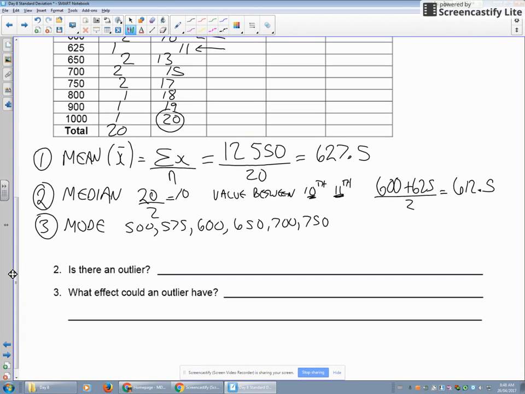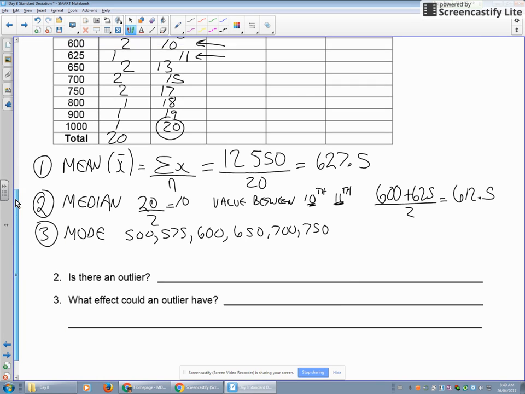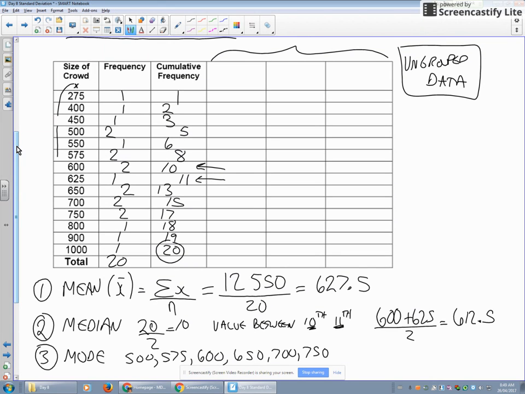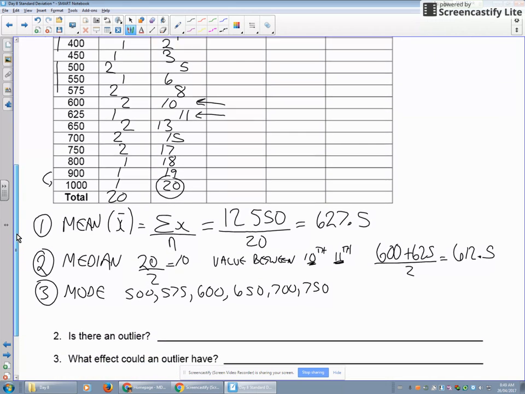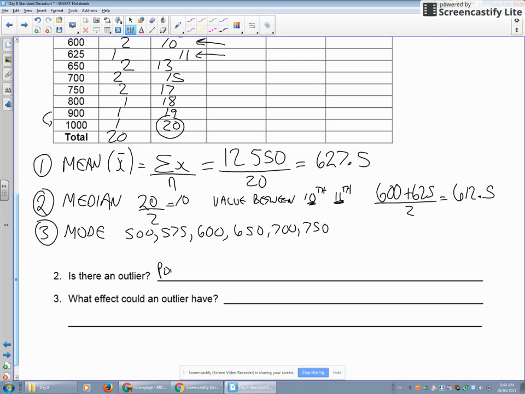Is there an outlier? Anyone that's paying attention right now, put your hand up if you think there is an outlier. Hand down, put your hand up if you think there is no outlier. Okay, I think it's very debatable. Anyone that thinks that there is an outlier, what number would you say was the outlier? 275. Okay, why? Because none of the other numbers are more than 100 apart. So this one is 125 below that last estimate. 900, it's 100 above. All the other ones have at most a value of 100 off of any other score.